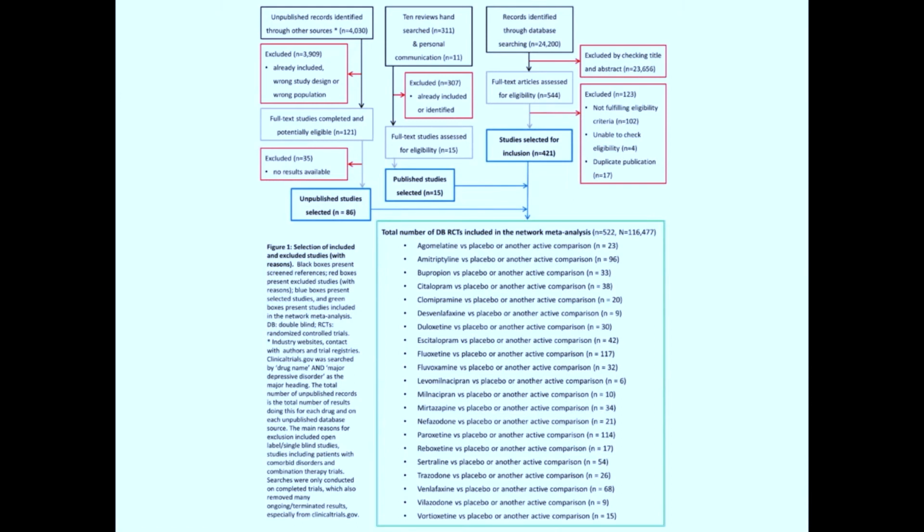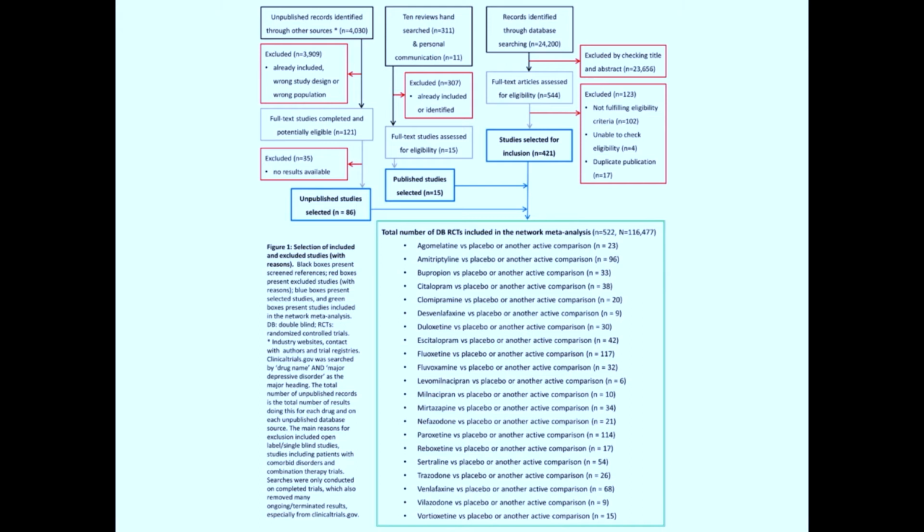So this is the PRISMA flowchart, which is very important for any piece of evidence synthesis. The reason I show you this is that if you look at this column, 25,000 records were identified using the standard search of the standard databases. These 25,000 produced 421 randomized controlled trials. But the search of the unpublished literature produced 86 additional unpublished studies on antidepressants in depression, and checking reference lists or having conversations with experts in the area or people in industry, we found an additional 15. So more than 100 studies, 20% plus, are completely missing in the published literature.